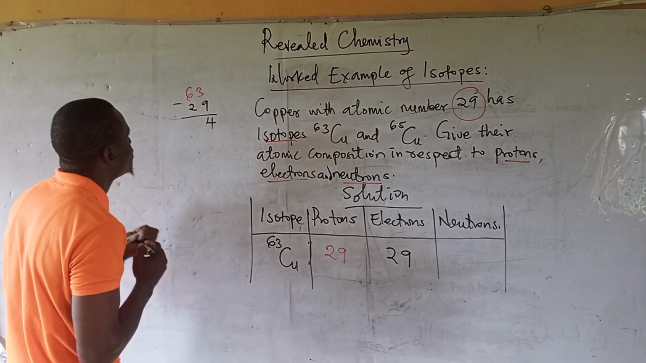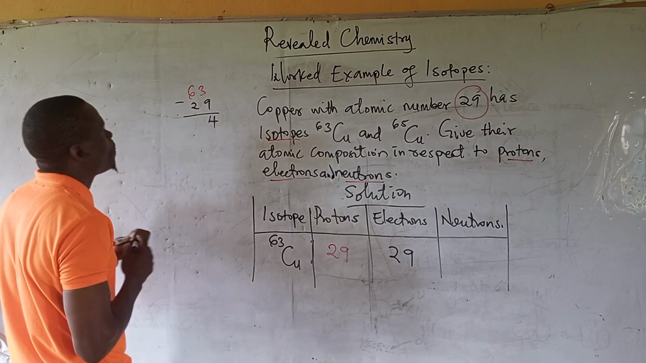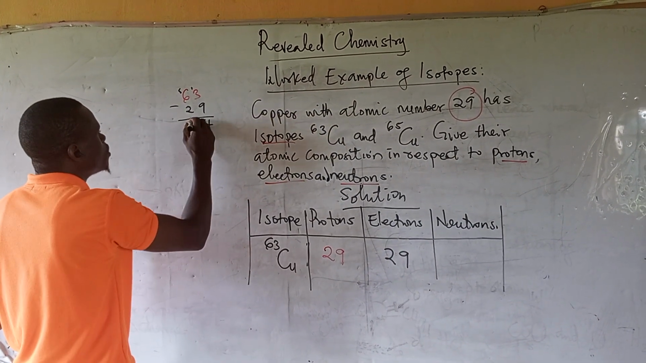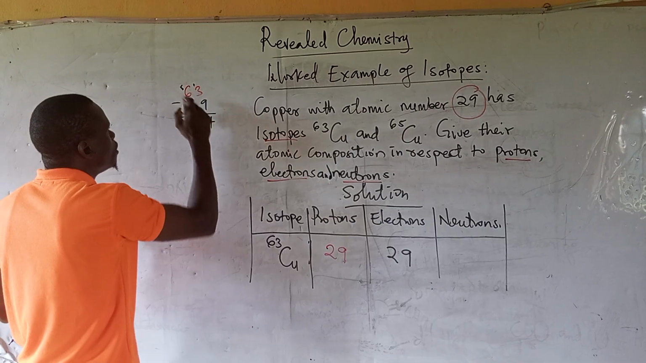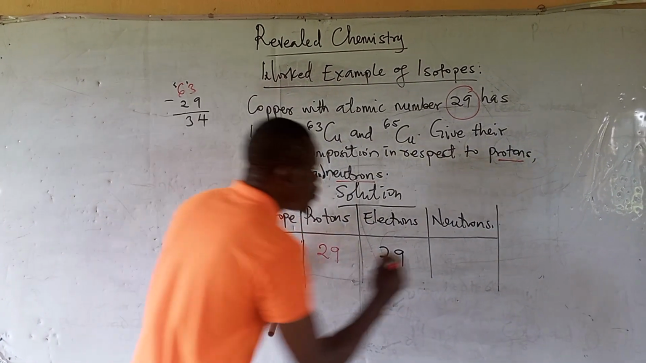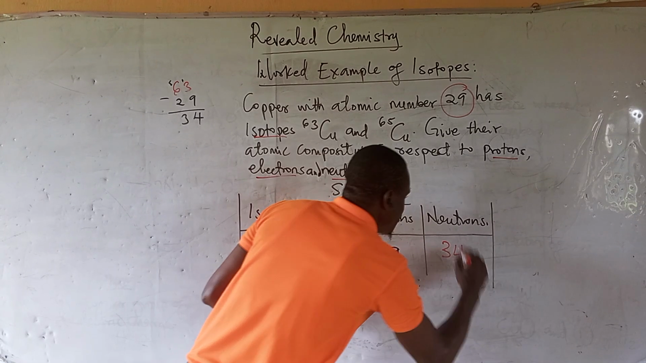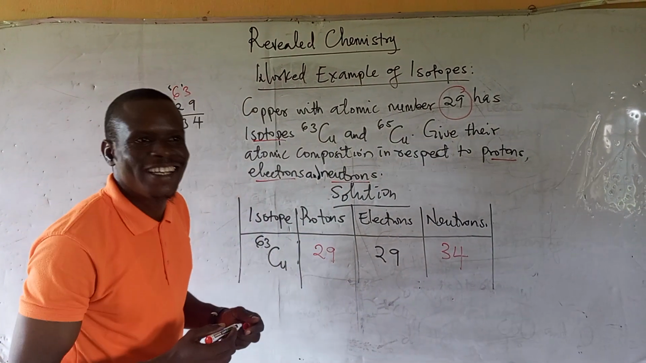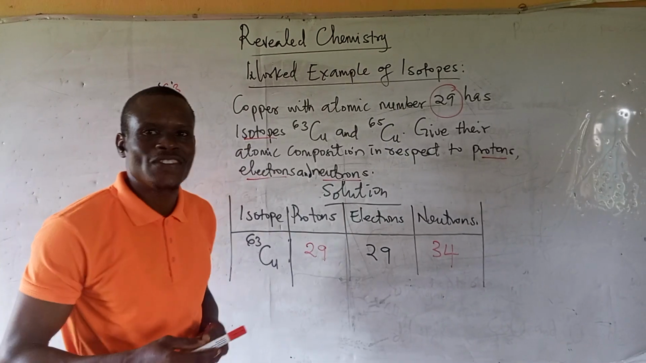13 minus 9 gives us 4. Then we have 5 left here. 5 minus 2 gives us 3. So here, the neutron number is 34. How does this look? It looks so simple. It's not difficult. It's very easy to understand.